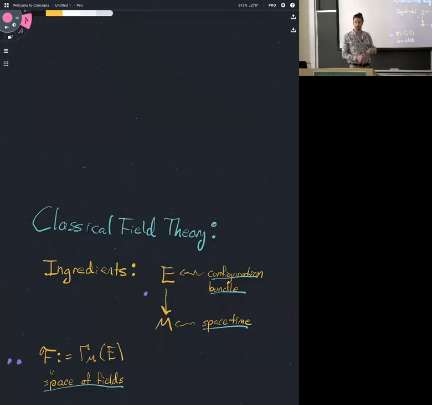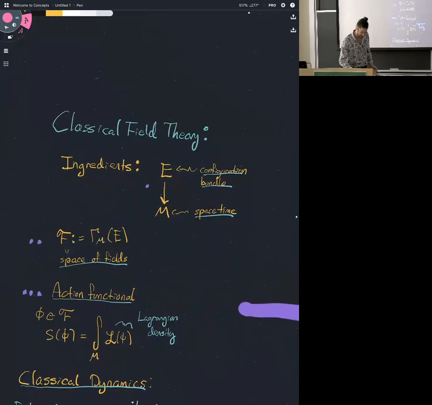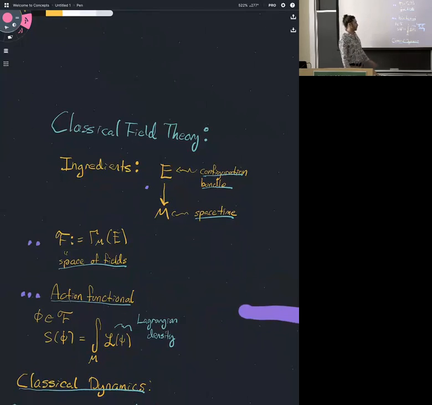So let's talk about classical field theory. Okay, what are the ingredients? Well, you have a manifold, which you can think about as space-time. You have a configuration bundle, and sections of that bundle are the space of fields. What are the other ingredients? You have some action functional. So you have a Lagrangian density, something you can integrate over space-time, which is associated to each field. And if this actually converges to a number, that would be the action functional's value on the field.